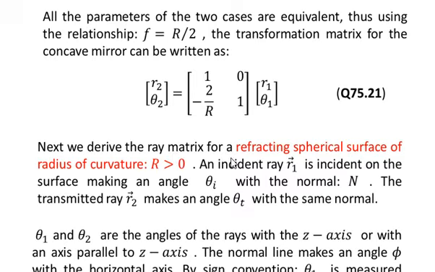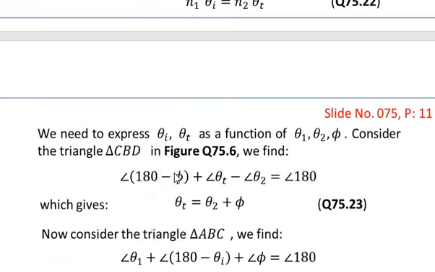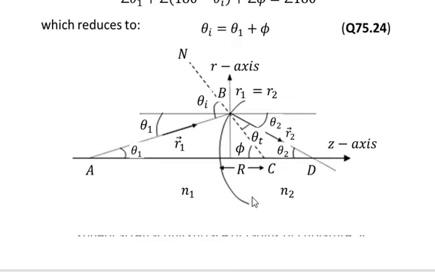Next we derive the ray matrix for a refracting spherical surface of radius of curvature capital R greater than 0. So here we are now considering this geometry. In this geometry you can see that the center of curvature is on the right side of this surface, so R will be taken as positive, that is the radius of curvature will be taken as positive.